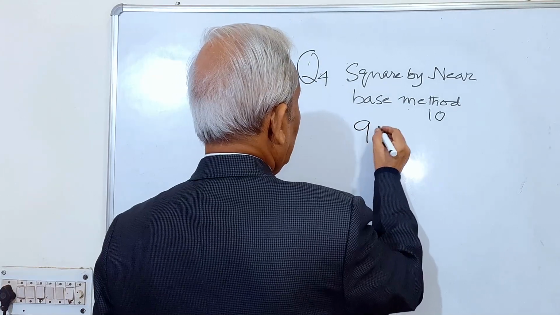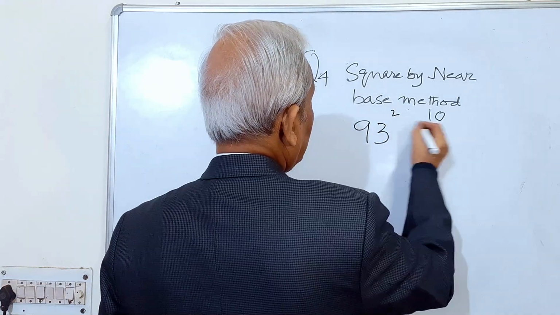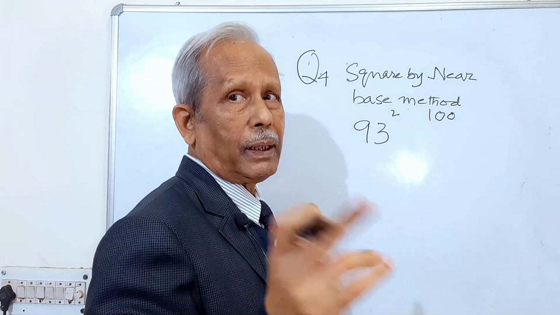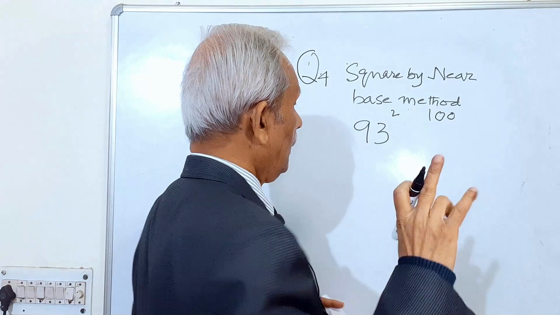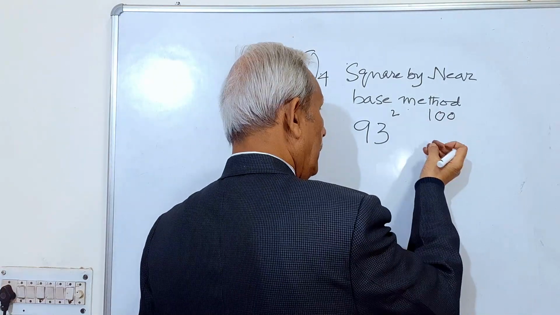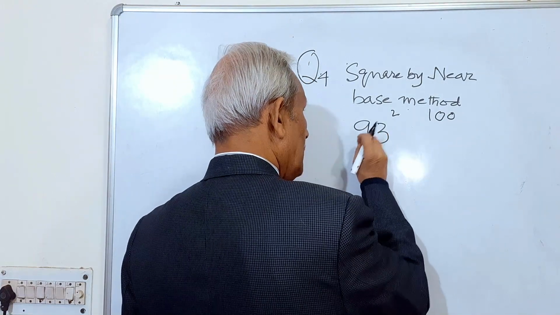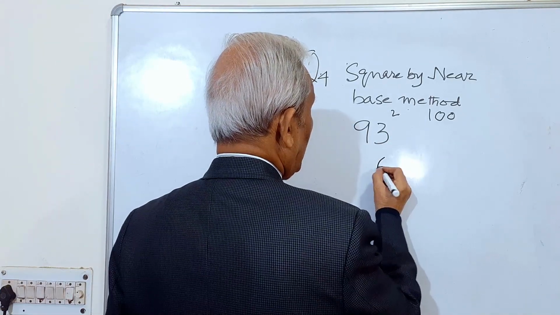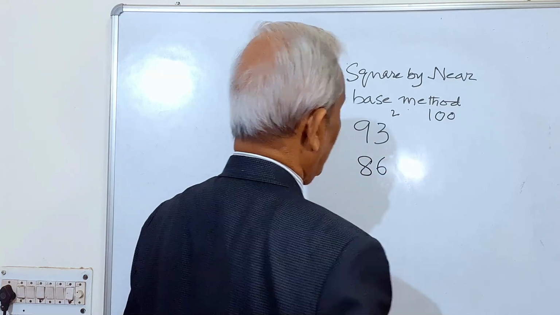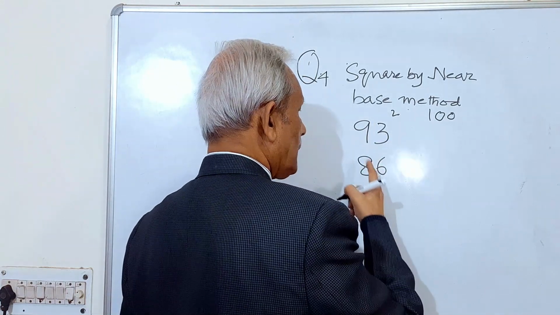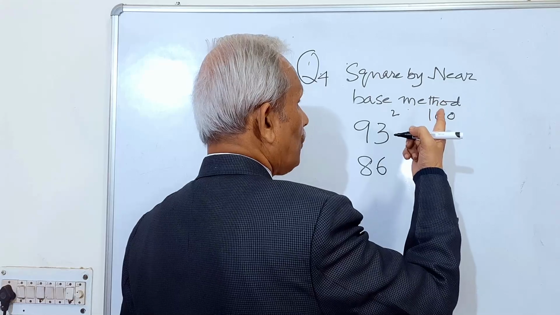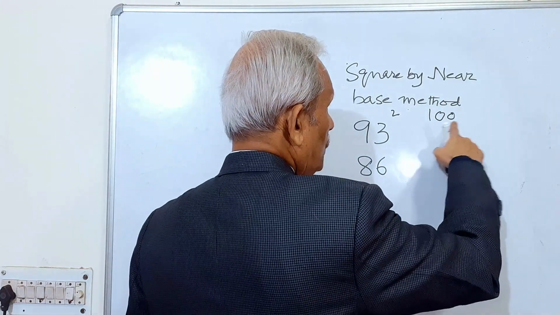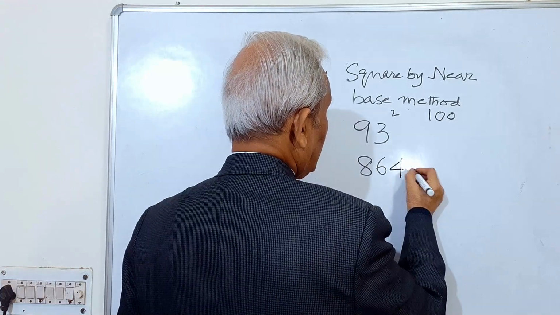93 square. Here the base is 100 and the difference from the base is minus 7. 93 minus 100 is minus 7. Since it is minus, you reduce this number by 7. Subtract 7 from 93, that comes to 86. Then minus 7 square is 49. There are 2 zeros here, so we can write 2 digits here. The answer is 8649.